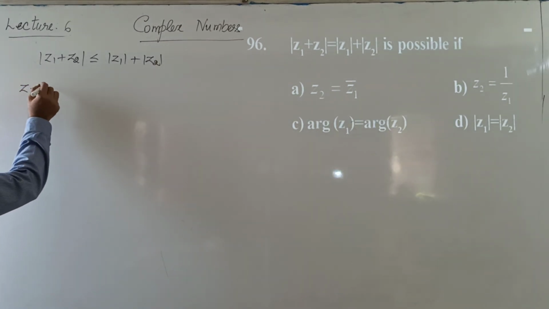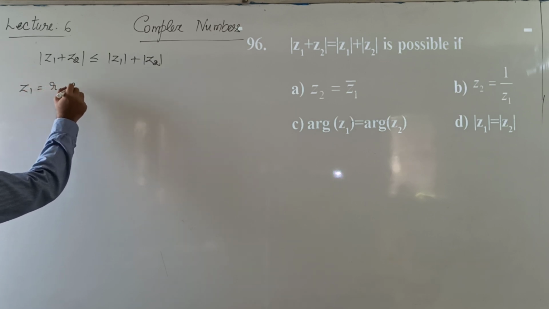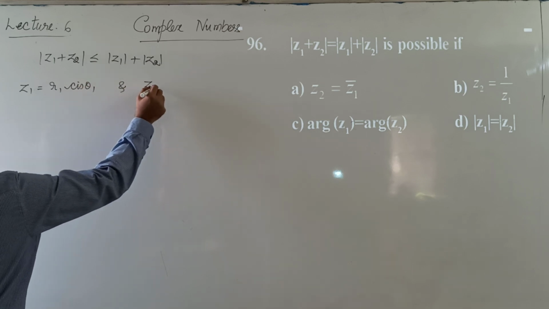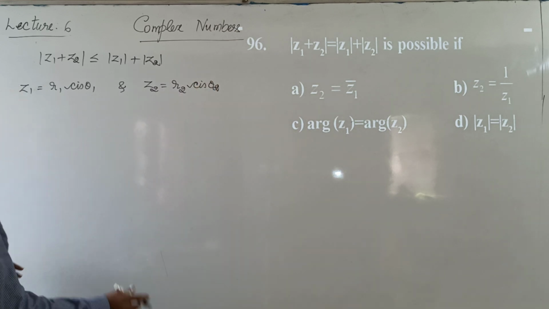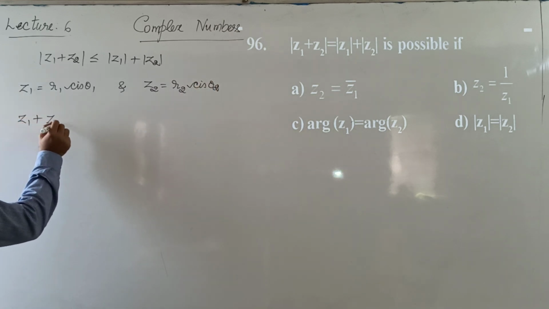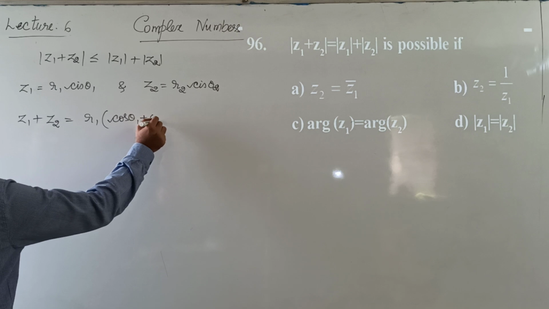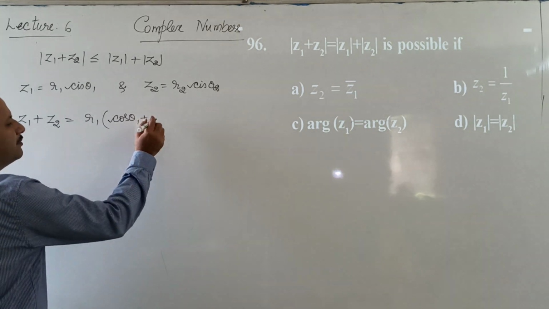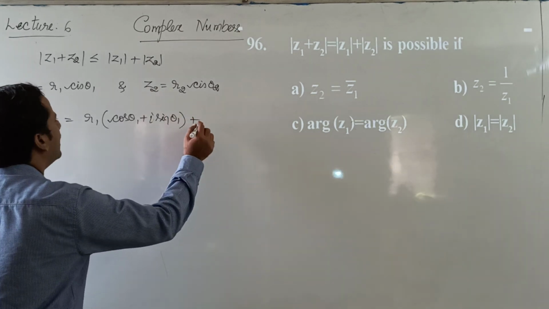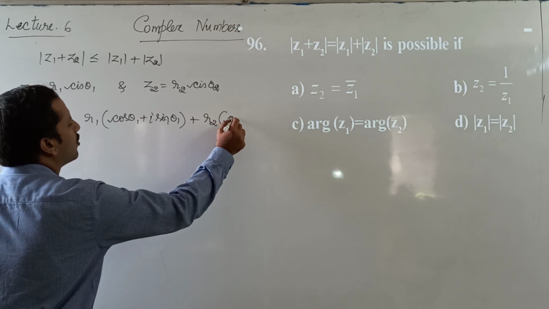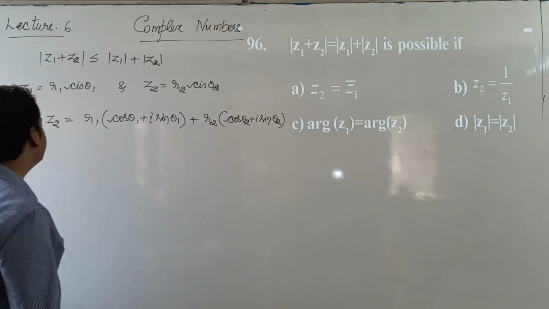Okay. So, I take z1 as r1 into cis theta 1 and z2 let me equal to r2 into cis theta 2. Okay. Then z1 plus z2 is equal to r1 into cis theta 1, I write as cos theta 1 plus i sin theta 1, and z2 as r2 into cos theta 2 plus i sin theta 2. Okay.